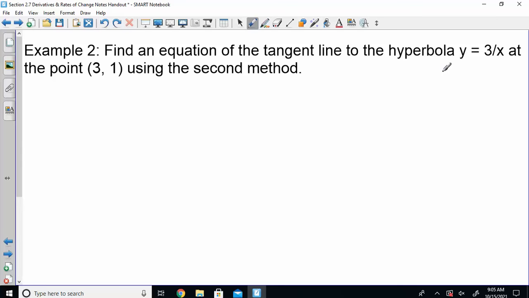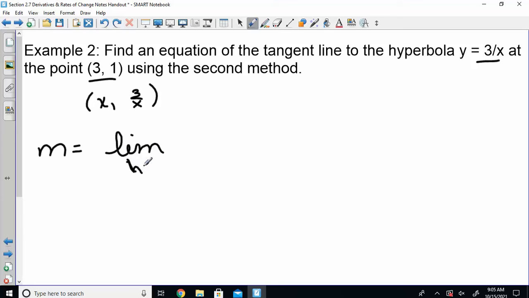So find an equation of the tangent line to the hyperbola y equals 3 over x at the point (3, 1), using the second method. So (3, 1) is the point, my other point is x, comma, what's my y? 3 over x. Okay, so the slope is the limit. I want the distance between these things to go to 0, so as h approaches 0.